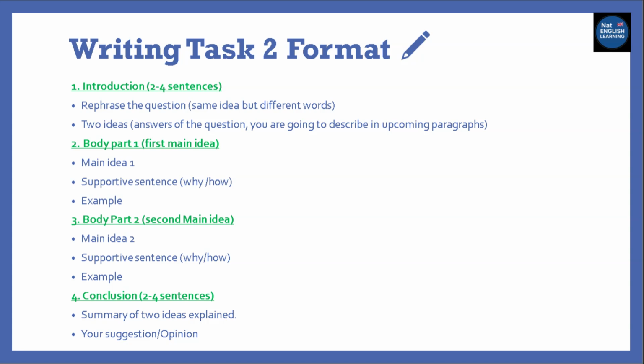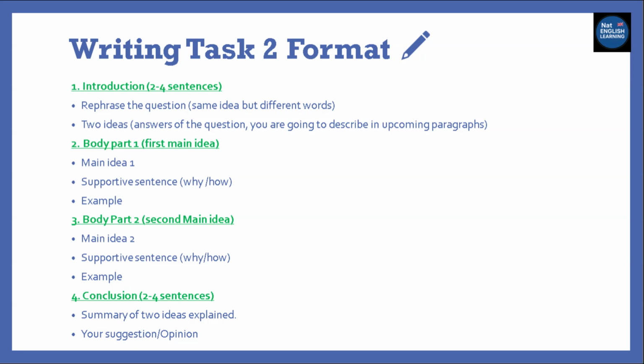Next is body paragraph 1, where you explain your first main idea. Begin with a clear topic sentence. This tells the examiner what the paragraph is about. Then, add a supportive sentence explaining why or how this idea is true. Finally, include an example. Examples make your ideas stronger and more convincing. After that comes body paragraph 2, which follows the same structure.